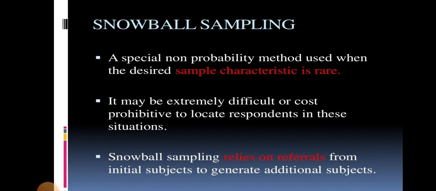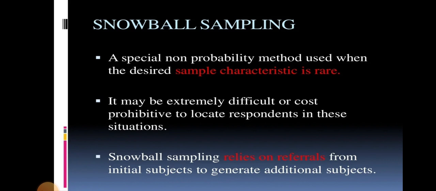In the same way, snowball sampling. Here, special characteristics are rare. For example, I'm just giving you an example regarding prostitutes. We can identify prostitutes. So if we identify one of them, and through them we can identify the second one, and from the second one we can identify the third one, from the third one we can identify the fourth one.